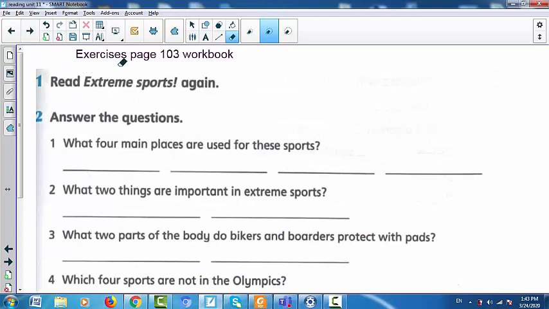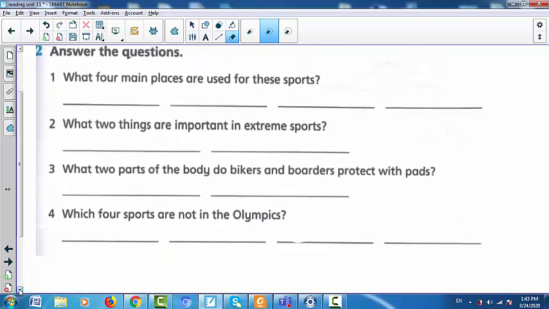Now, we will move on to exercises page 103 in your workbook to continue talking about extreme sports. What main places are used for these sports, the extreme sports? We can use them on ramps, rivers, sea, snowy mountains. What two things are important in extreme sport? We talked about two things which are important: speed and height.